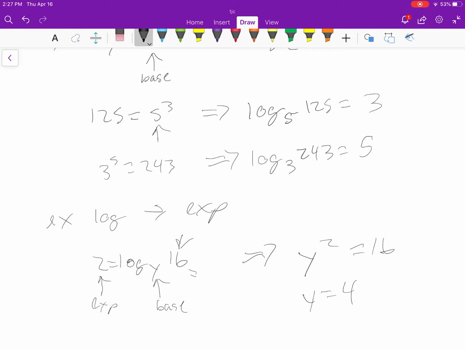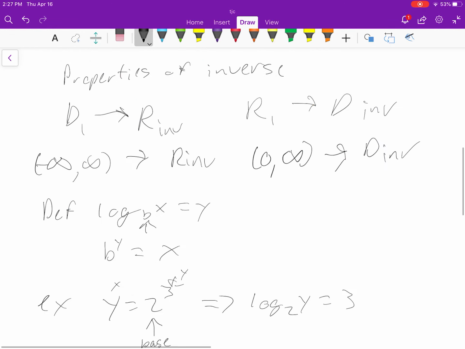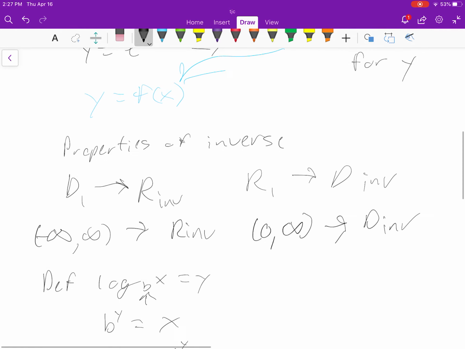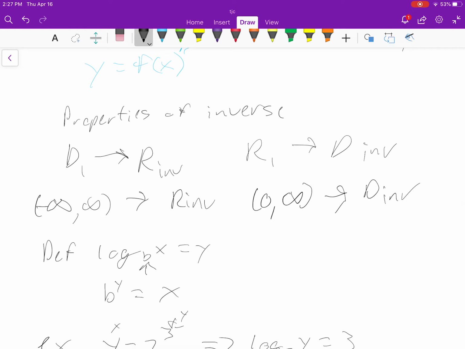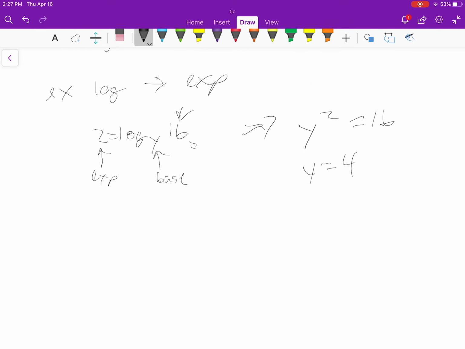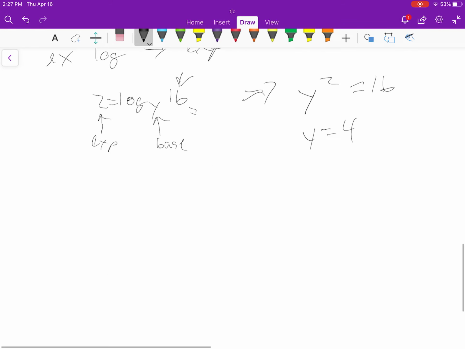Now you're saying, well, what about negative 4? Because negative 4 in parentheses squared also equals 16. That is true, but for our case, that's why I talked about the domain first. The domain of the inverse function is equal to the range of the first function, and for your standard logs, their domains are 0 to infinity, so we're not including negatives in this. So for standard logs.